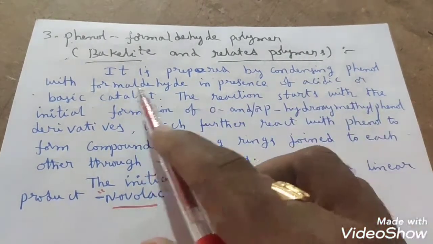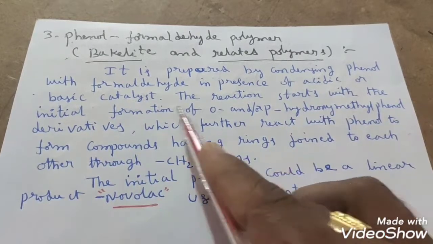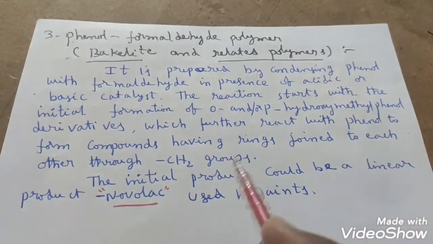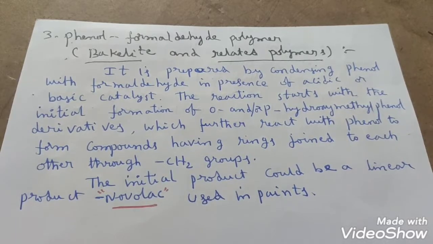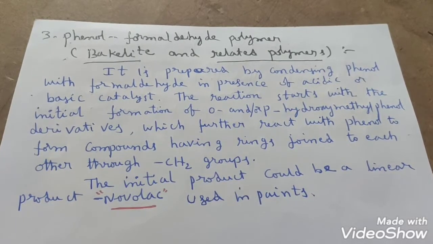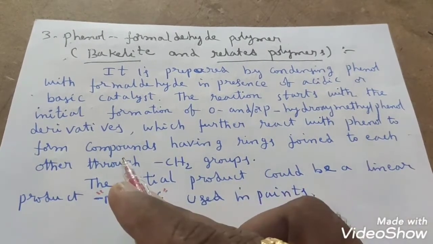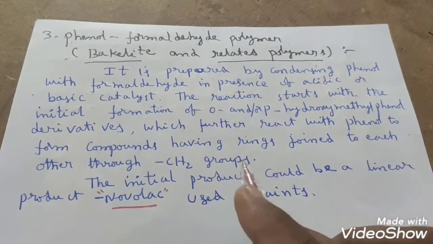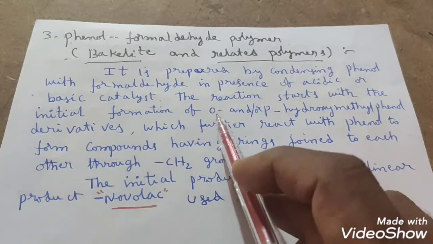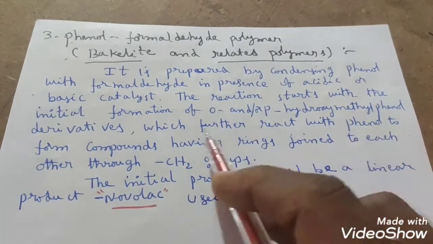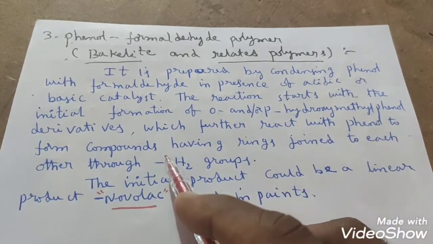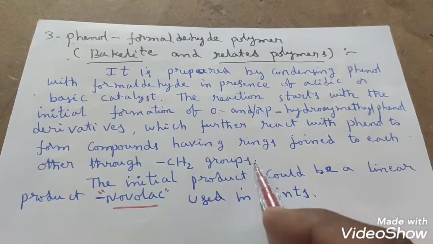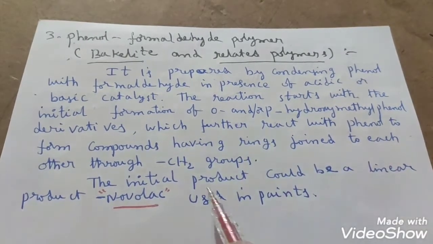Whenever we have treated phenol with formaldehyde in the presence of acidic or basic catalyst, it gives ortho or para-hydroxymethylphenol derivatives, which further react with phenol to form compounds having rings joined to each other through CH2 groups. Whenever this ortho-hydroxymethylphenol is treated with phenol to form compounds having rings joined to each other through CH2 groups, it will happen. How it is, we will see now.